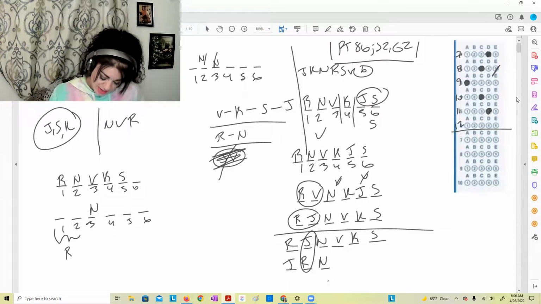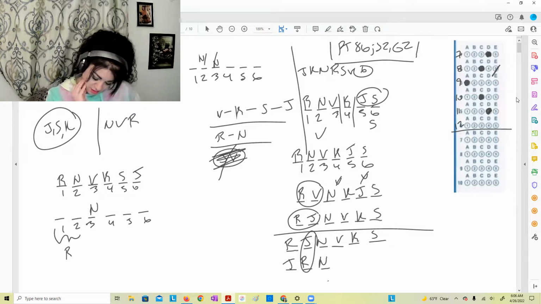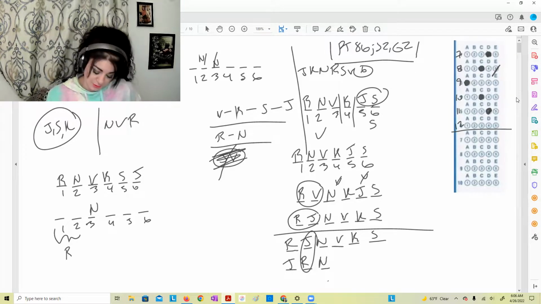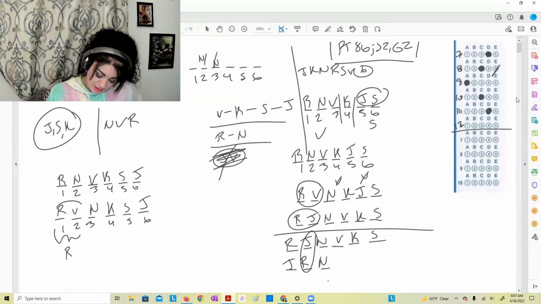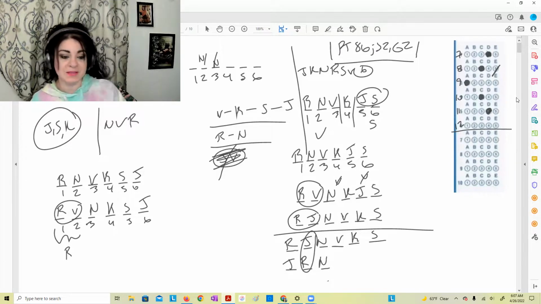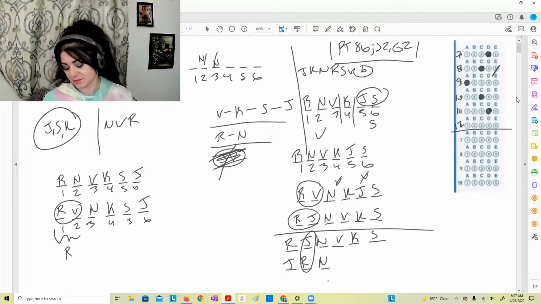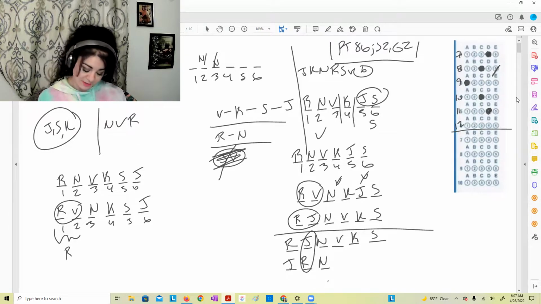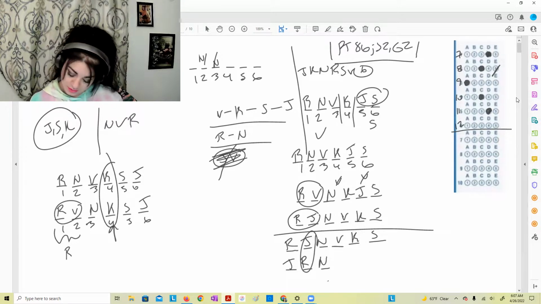So V, K, S, and J. And for the bottom one, really V can be in either one of those first two spots, but K, S, and J will have to go right here. So we could say R and V could be in either of the first two spots. So the question was a must be true, and there's actually a few things here that must be true, but the correct answer is E. K is always going to be in 4.